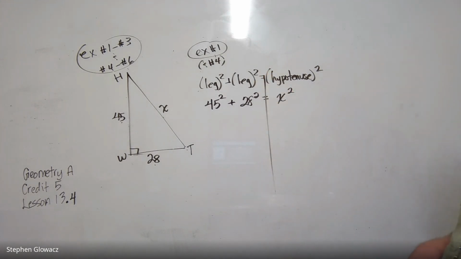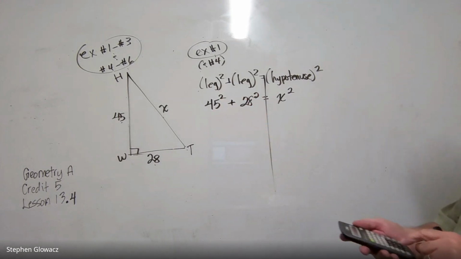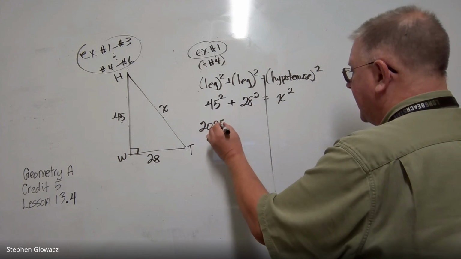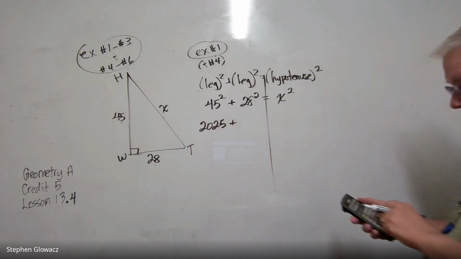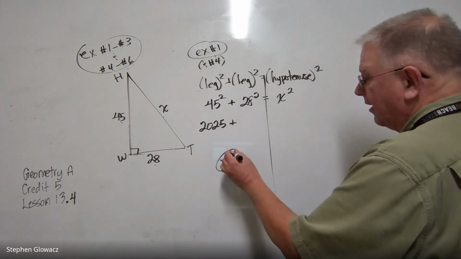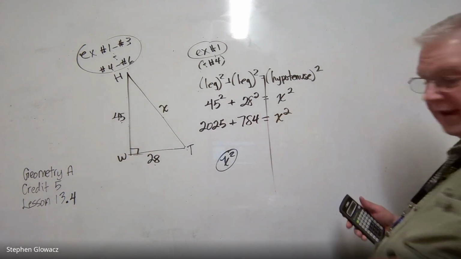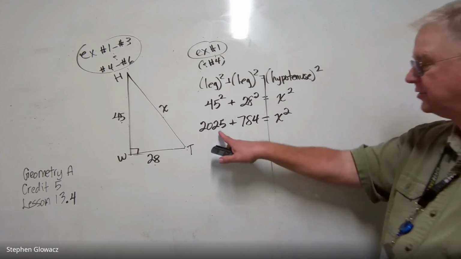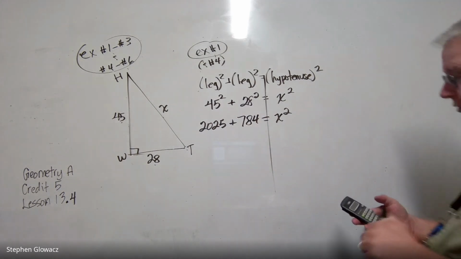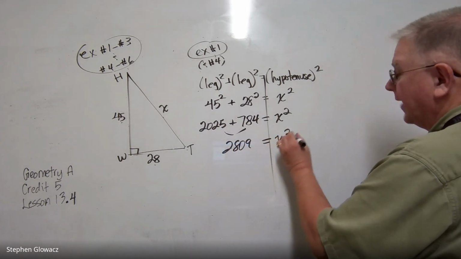All right, so let's start working this out. Order of operations says that we do our exponents before we add. 45 squared means 45 times 45, which is 2,025. 28 squared, same thing. We're going to multiply 28 times 28, or just hit the x squared button on your calculator. 28 times 28 is 784. Next, we're going to add the 2,025 and the 784, and we get 2,809. But again, that's not our answer because that's equal to x squared.